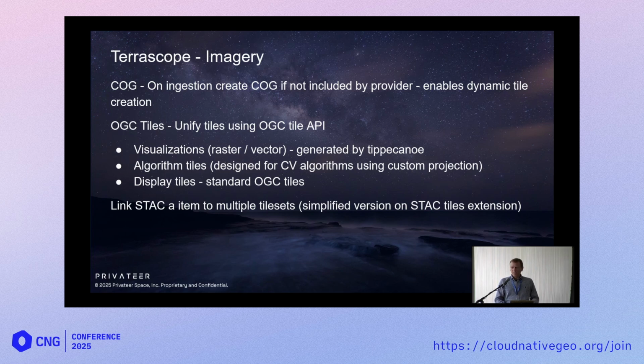And then the OGC Tiles API. Instead of having a separate system for visualization tiles and a separate system for algorithm tiles and a separate system for display tiles, and that's kind of what most of you, I think, what we call the Slippy map tiles, we want one way of having these. And we adopted the OGC Tiles API for this. So we have tile matrix sets. Given a scene, we'll have up to 3 tile matrix sets, one for each of these or more. And then we link the STAC item. It's really important for us to be able to link the STAC item to the tile, or the tile to the STAC item. And so there's a STAC tiles extension, which we don't actually use, because it's pretty verbose. And so we have basically a simplified version of it, but it's the same concept.